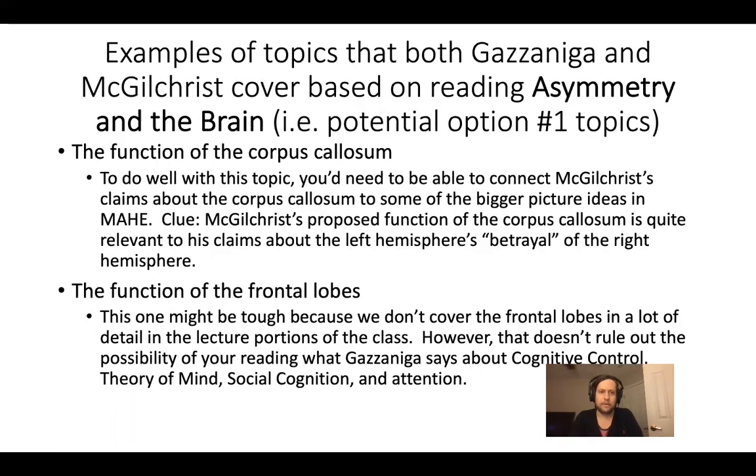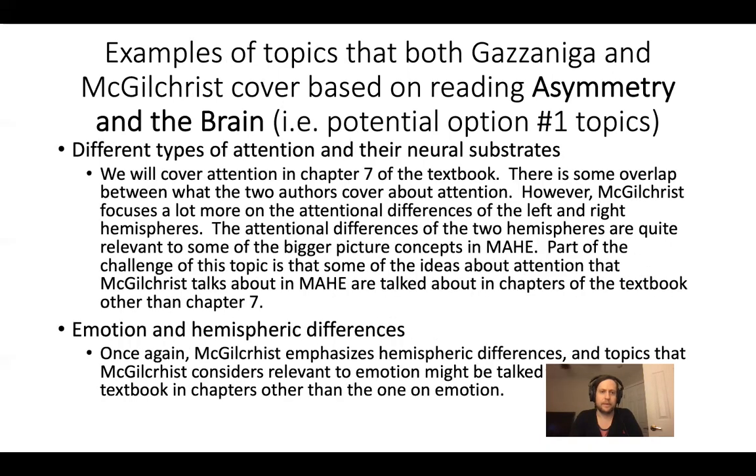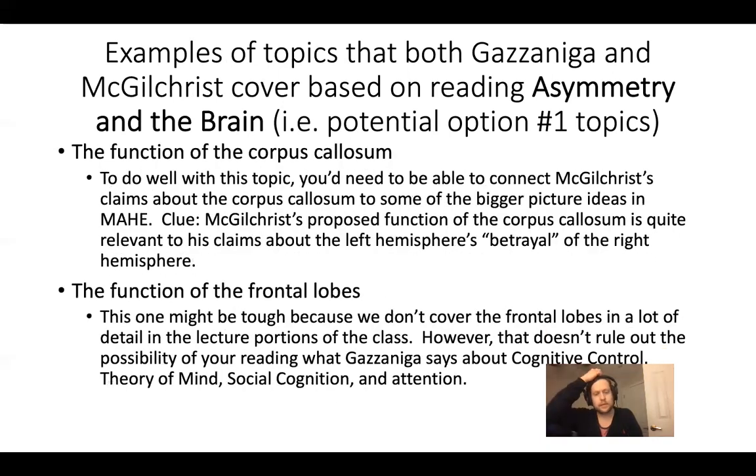Okay, so I'm not going to go over those things from the intro again. But here is a topic. Here are some things from this current chapter, Asymmetry in the Brain, that could potentially be option number 1 topics. So choosing a topic that Gazzaniga and McGilchrist both write about in their books.